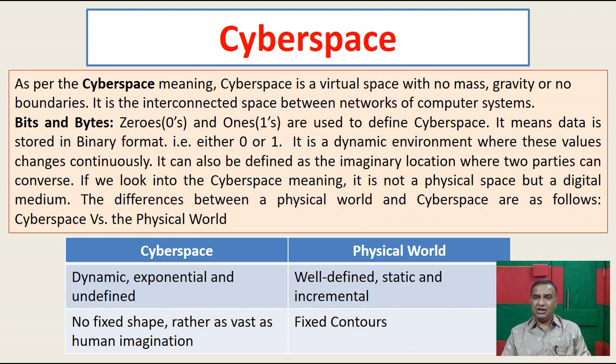The differences between the physical world and cyberspace are as follows. Cyberspace is dynamic, exponential, and undefined. On the other hand, the physical world is well defined, static, and incremental. The second differentiating point is that cyberspace has no fixed shape, being as vast as human imagination, while the physical world has fixed contours.